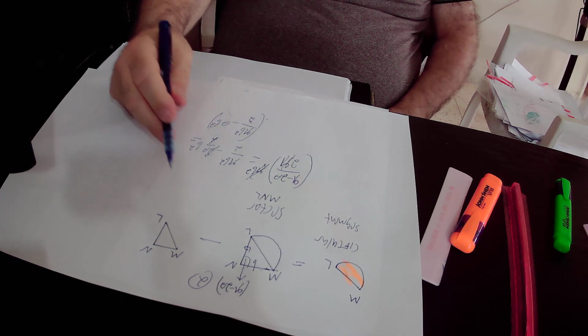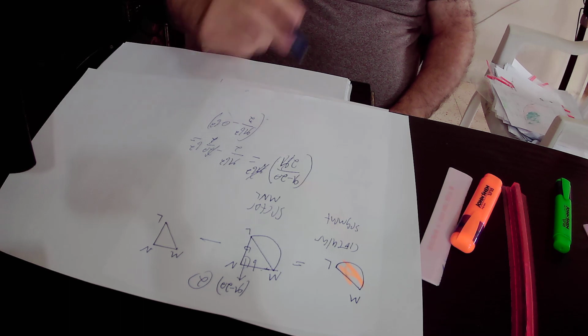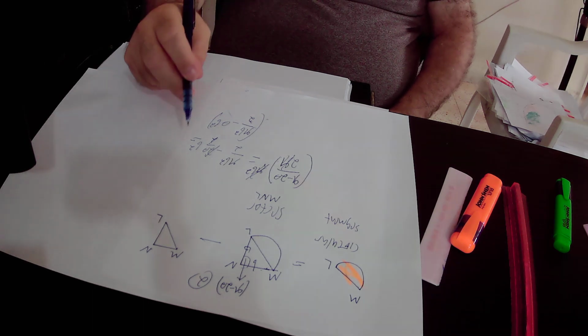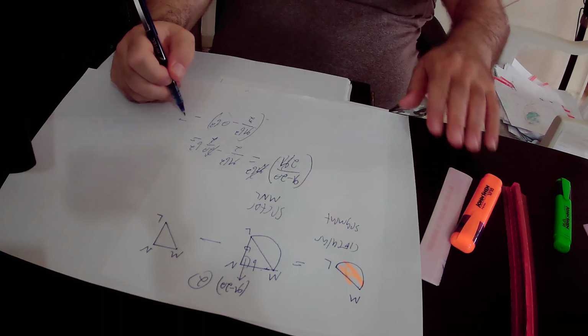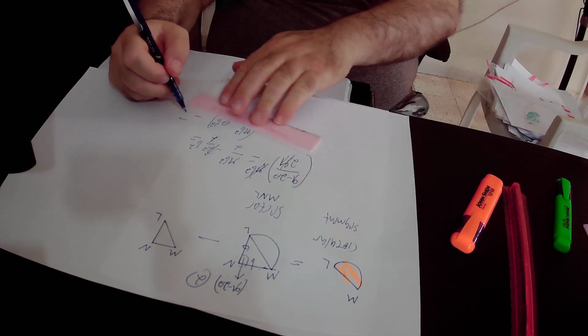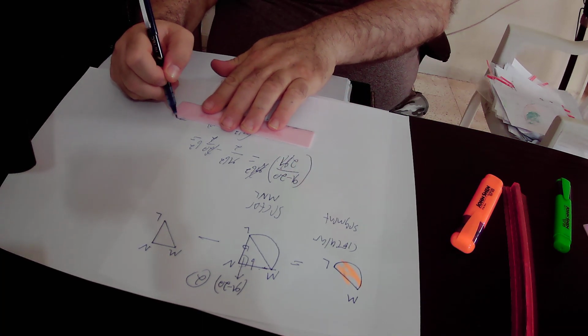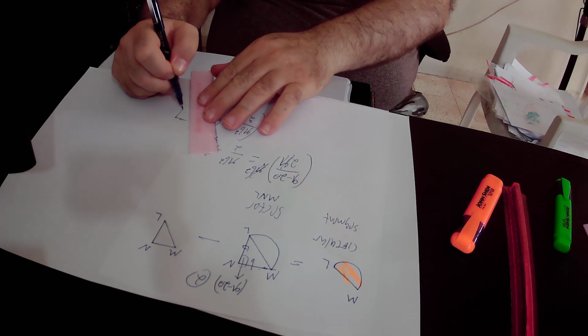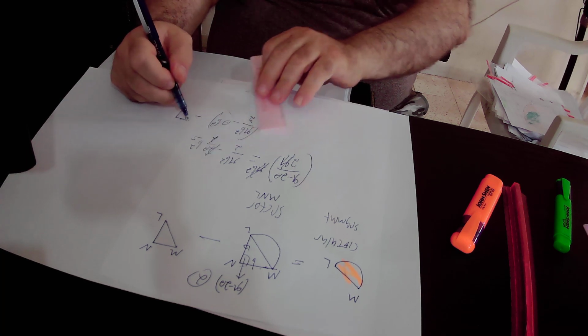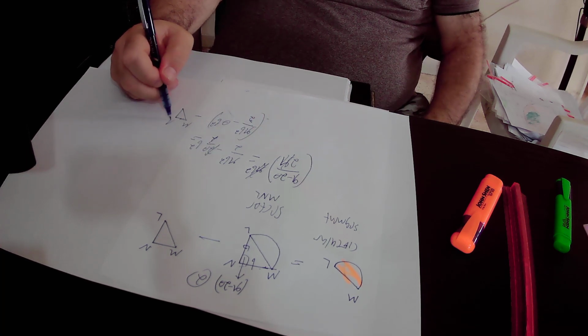And we also have to subtract from the area of sector MNL the area of triangle MNL. Okay, so this is triangle MNL. This is triangle MNL.